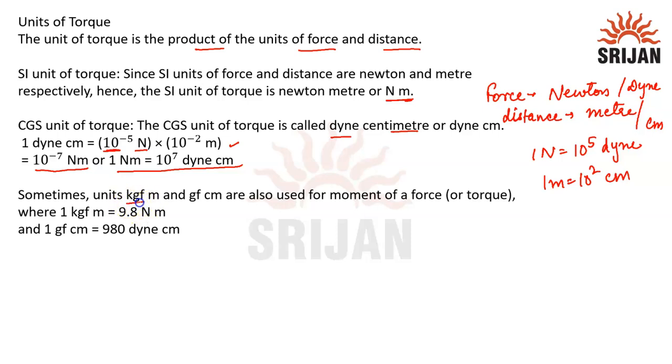Sometimes the units kgf, m are used; kgf is another unit of force. Then we have gram force and centimeter, they are also used for the moment of torque. So 1 kilogram force meter will be 9.8 Newton meter, and 1 gram force centimeter is 980 dyne centimeter. I hope it is clear to you. Thank you.